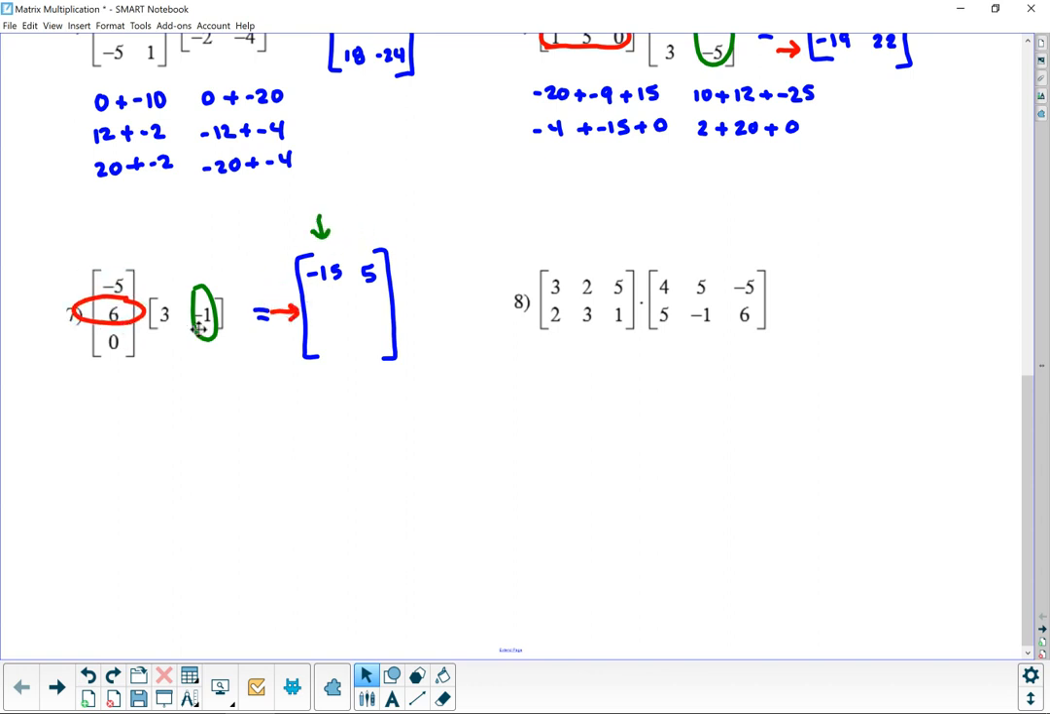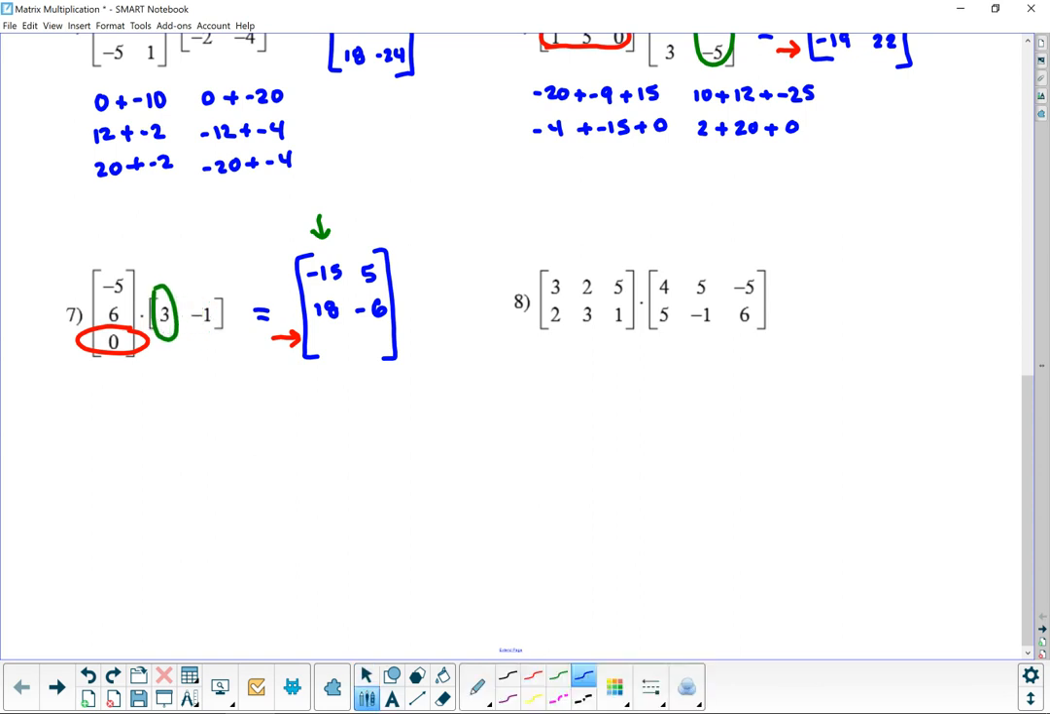Okay, if I need the next one down, that means I need this one. I need to utilize 6, and I need to utilize the 3. So that's going to give me 18. And if I want to do the next column over, it's going to be negative 6. I want this item here. This is going to be the third row, first column. So 0 times 3 is 0. You're also going to do the next entry over here, which is 0 times negative 1, which is still a 0. That's your answer.